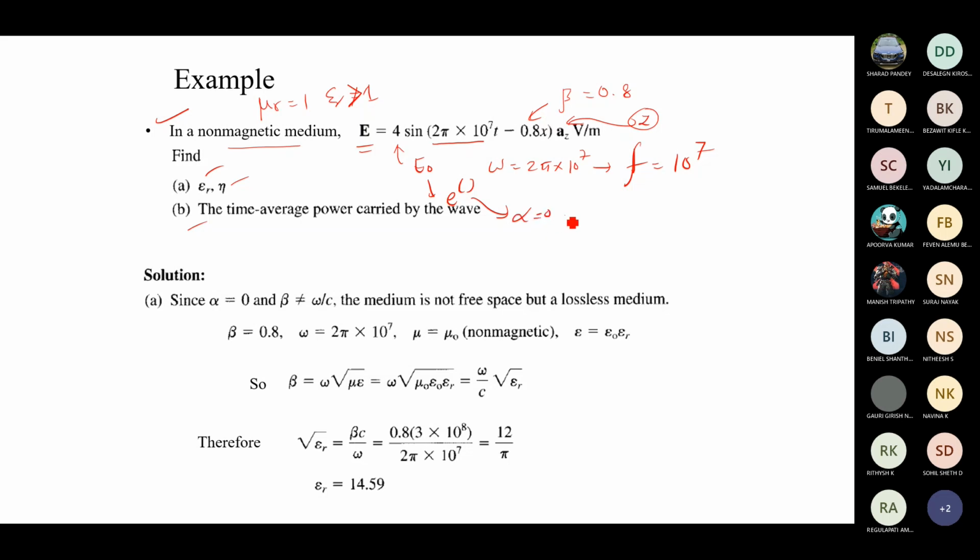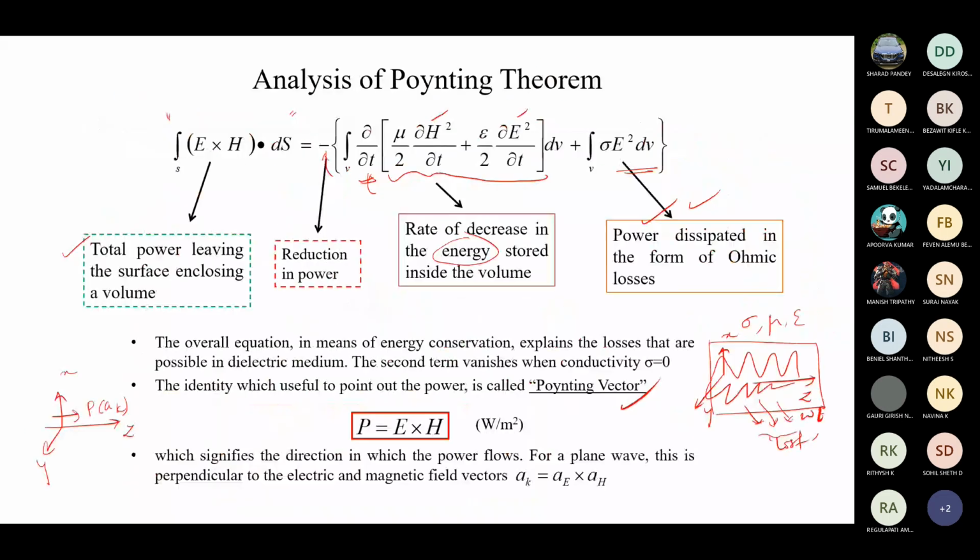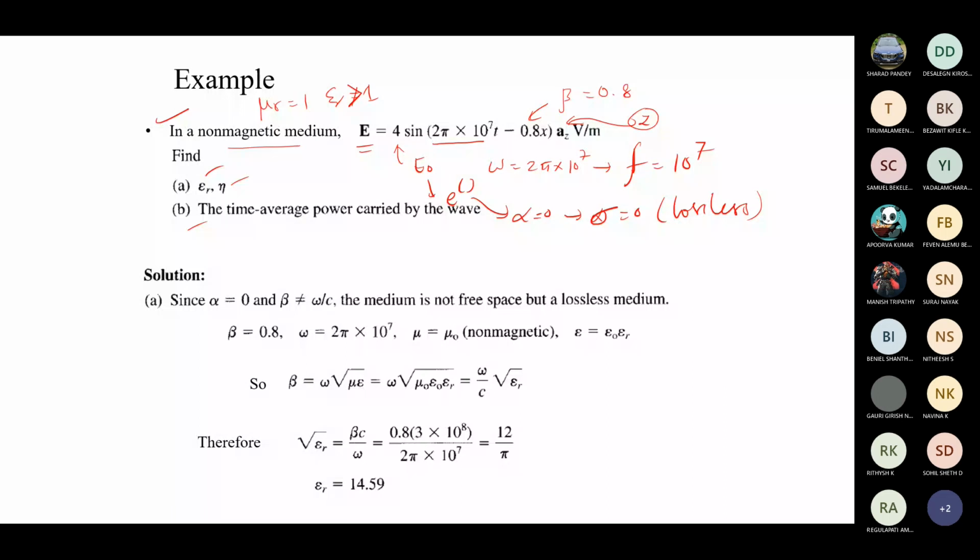The alpha is equal to 0, therefore it means the sigma is also 0, which means it is a lossless medium. Since it is a lossless medium, you can always see that the power dissipation term will not exist when we calculate the power. So that is what indirectly it means.